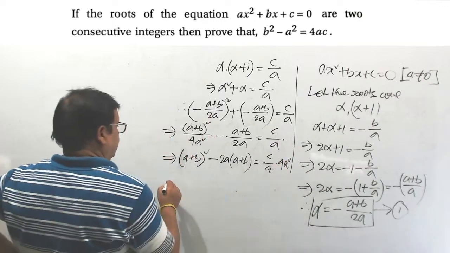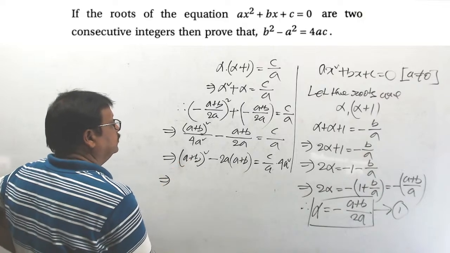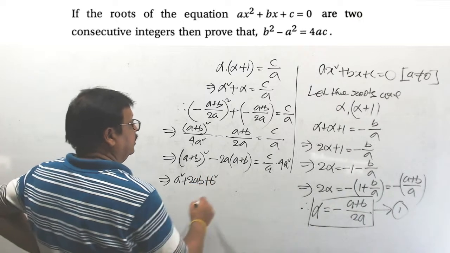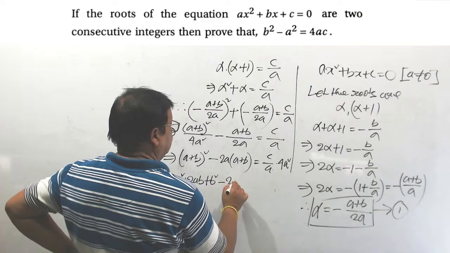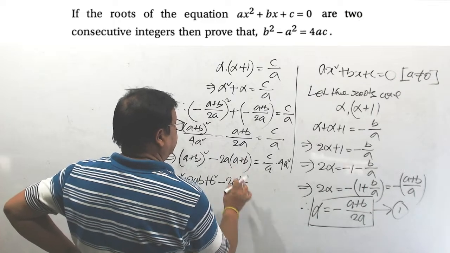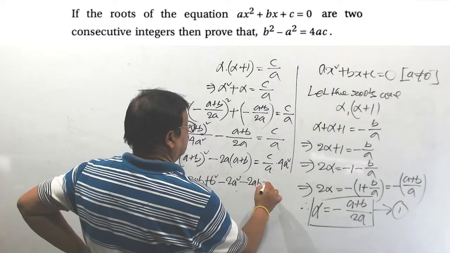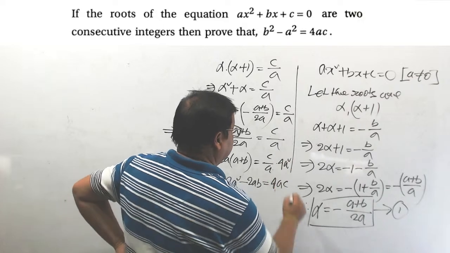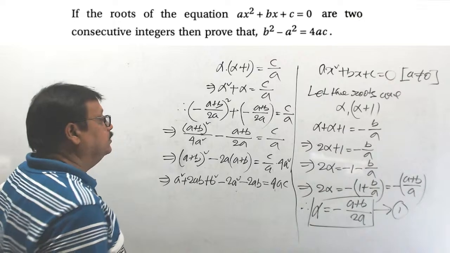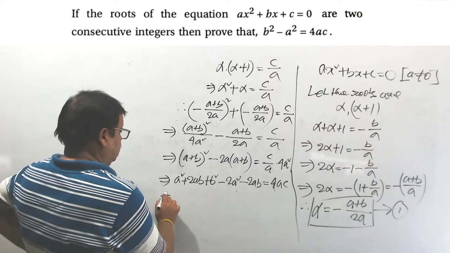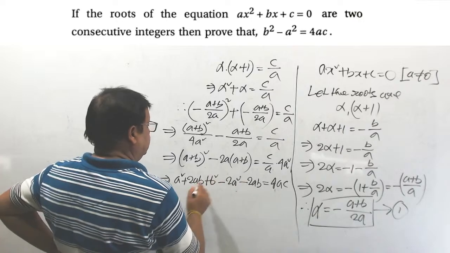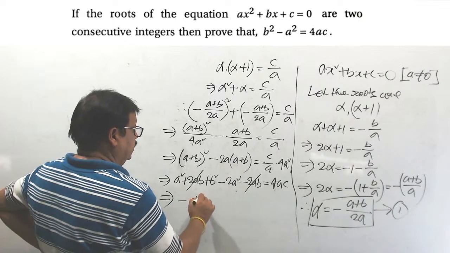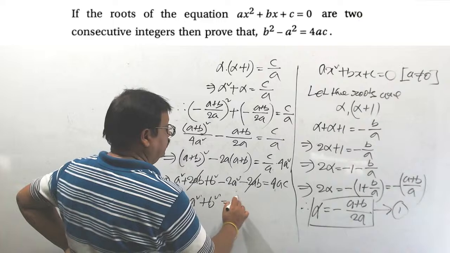Understood? This implies (a plus b) whole square, a square plus 2ab plus b square, minus 2a square minus 2ab. This is equal to, a will be cancelled, 4ac. Understood? 4ac. Simplify. 2ab cancelled. Now a square minus 2a square, that is minus a square plus b square equal to 4ac.